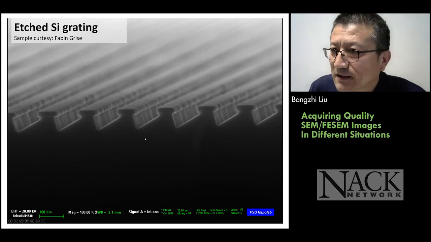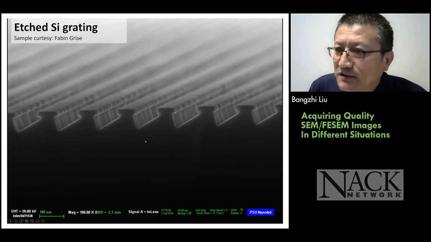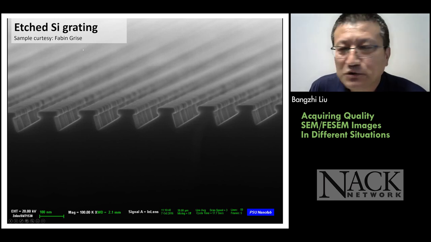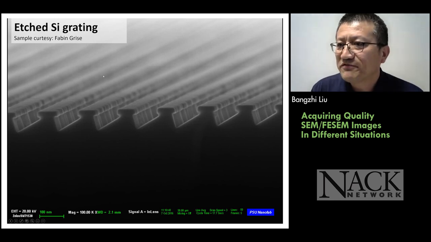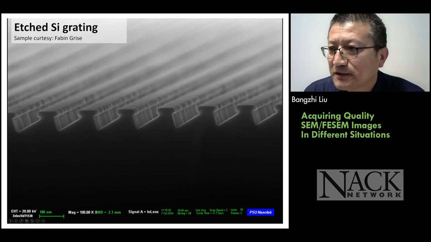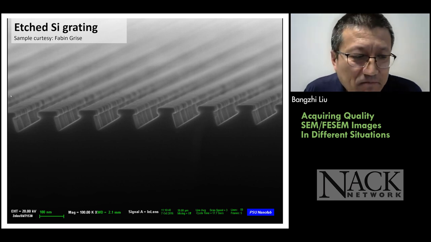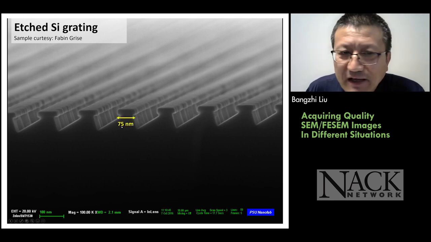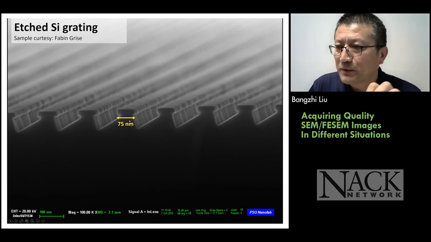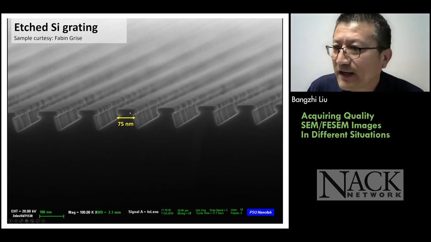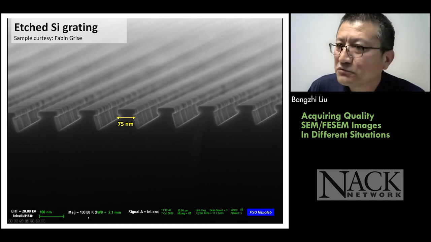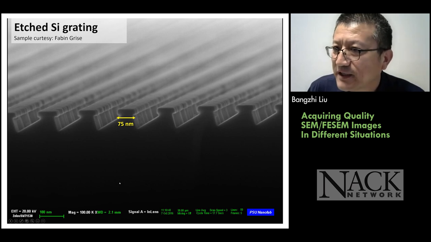It's a grating, like a sitting grating. This is actually the group, right? They want to use this to reflect X-rays. So this is the device they will send to space to collect X-rays, right? But because the X-ray wavelength is very small, the grating has to be small. This one has features of less than 100 nanometers, very small. So we need to go to really high magnification to image these gratings.